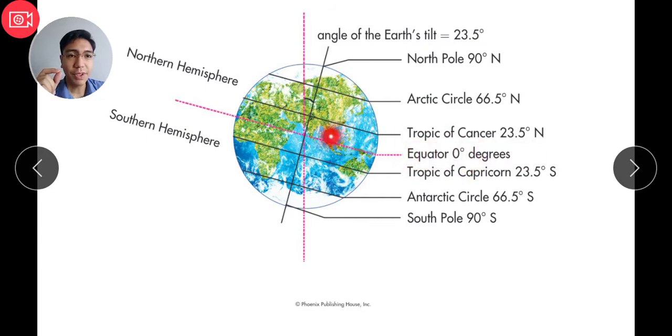So going up 23.5 degrees north from the 0 degrees of the equator, that is the Tropic of Cancer, followed by the 66.5 degrees north, okay, which is the Arctic Circle. As it goes up to 90 degrees north, that is the North Pole. Going down from the equator, 0 degrees south, tayo, no? We have the Southern Hemisphere, and under the Southern Hemisphere, we can find the Tropic of Capricorn, which is 23.5 degrees south of the equator, the Antarctic Circle, which is 66.5 degrees south, and the South Pole, which is 90 degrees south.